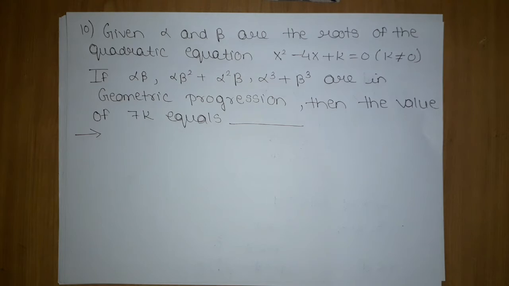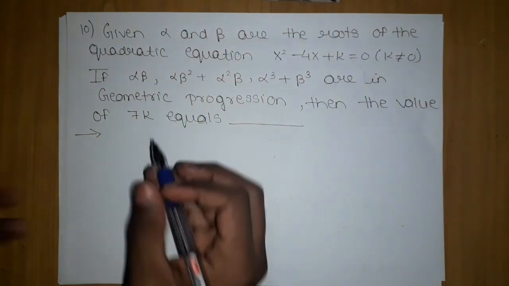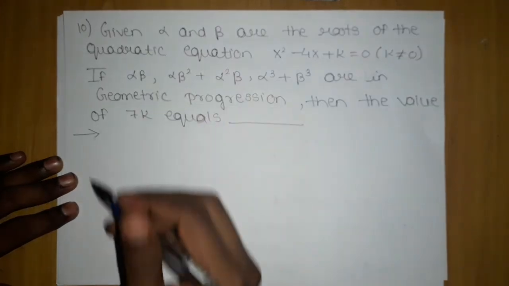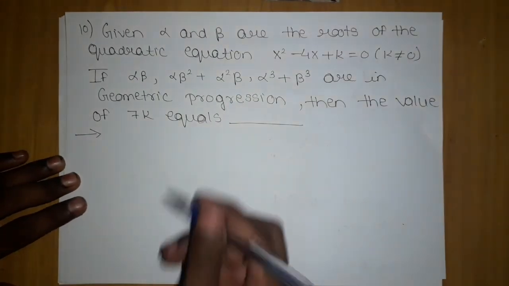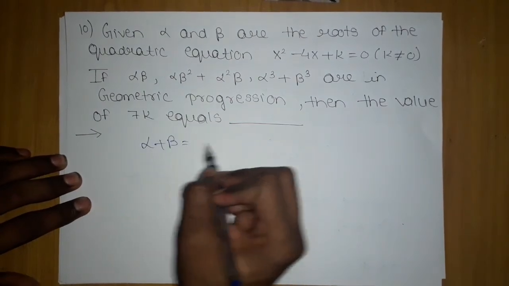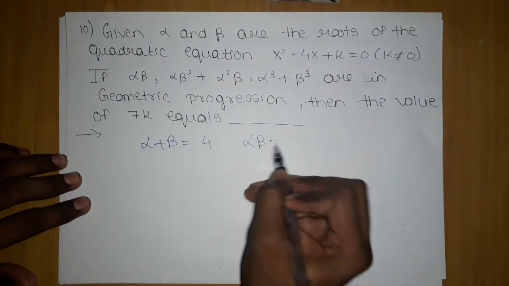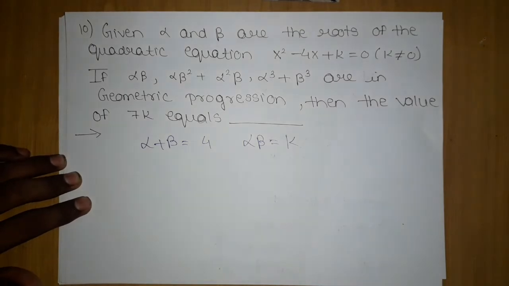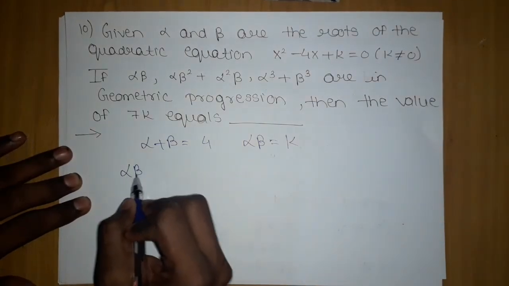If alpha beta, alpha beta square plus alpha square beta, alpha cube plus beta cube are in geometric progression, then find the value of 7k. Now I know these terms are in GP, so let me modify if I can. But before that, alpha and beta are the roots, so I can get the sum, which is 4, and the product, alpha into beta, is k. Further on, this can be written with alpha and beta only.